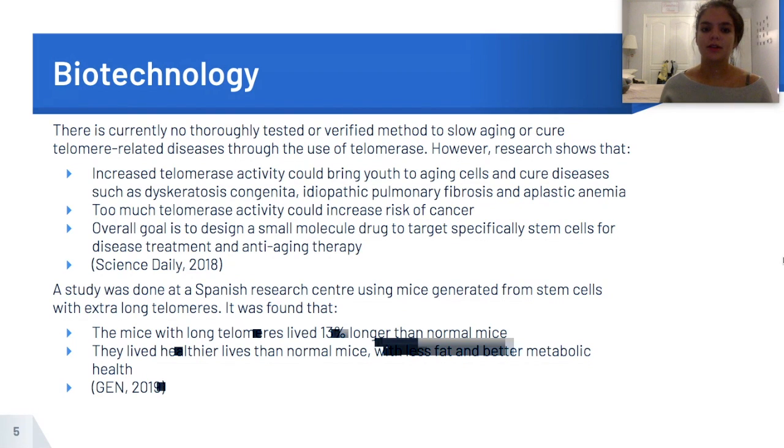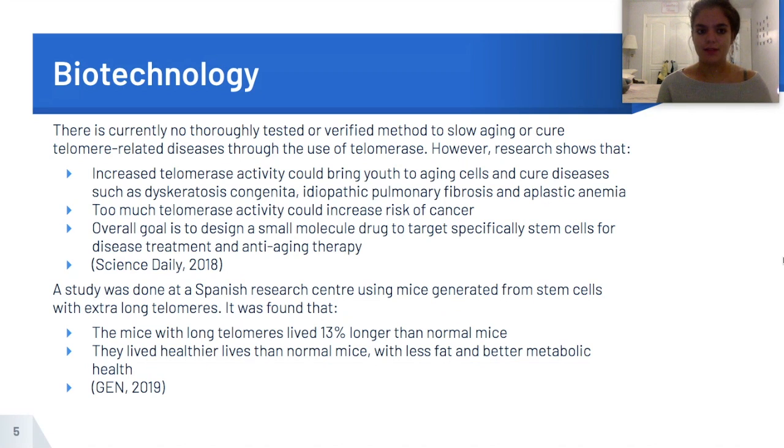So there's no currently tested or proven method to slow aging or cure telomere-related diseases through the use of telomerase, but research does show that increased telomerase activity could in fact bring youth to aging cells and cure diseases such as dyskeratosis congenita, idiopathic pulmonary fibrosis, and aplastic anemia. Too much telomerase, however, could increase risk of cancer. As I talked about before, it is a fuel for cancer and tumor growth.